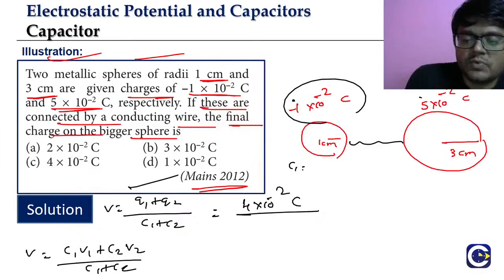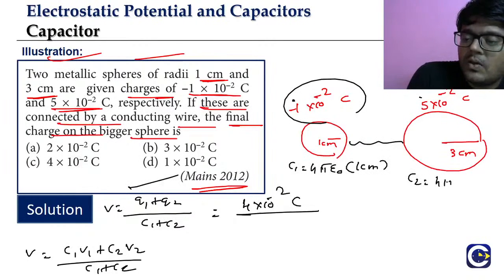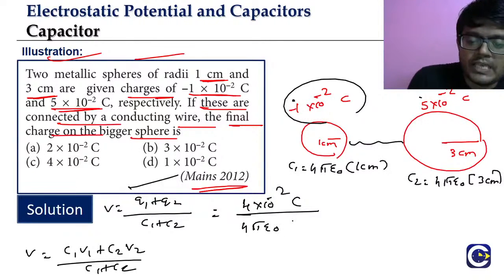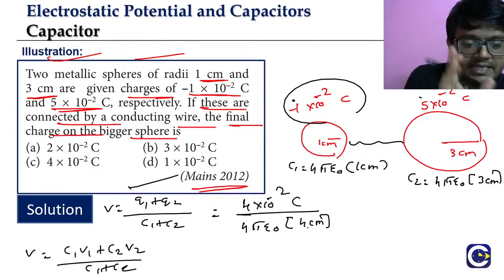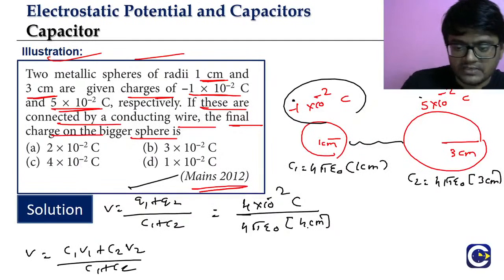இங்கே பாருங்க C1 is what, 4 pi epsilon naught into இது என்னது 1 centimeter. C2 எவ்வளோ, 4 pi epsilon naught into 3 centimeter. ஸோ நம்ம ஆட் பண்ண என்ன வரும், 4 pi epsilon naught into 4 centimeter வரும். 1 centimeter plus 3 centimeter எவ்வளோ, 4 centimeter தானா. ஸோ இது என்னது V ஓட வேல்யூ, ஃபைனல் காமன் பொட்டன்ஷியல்.